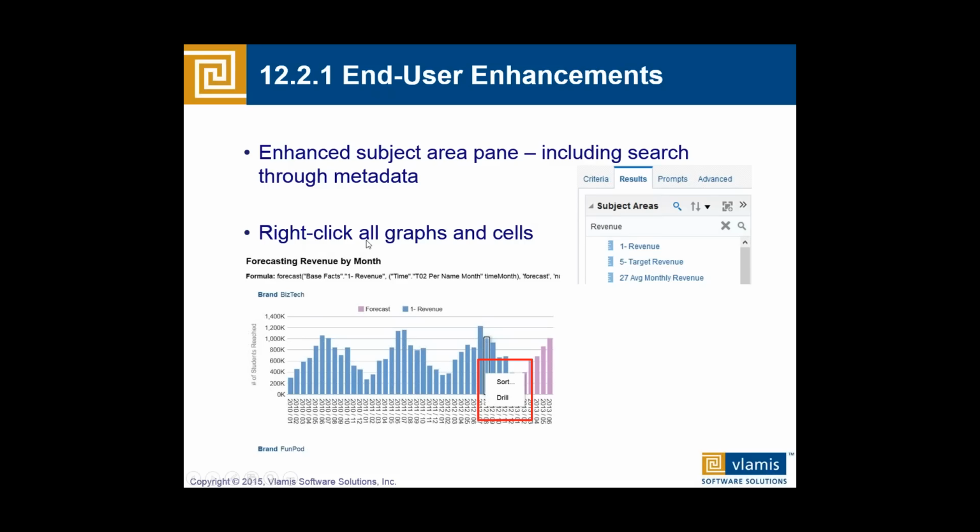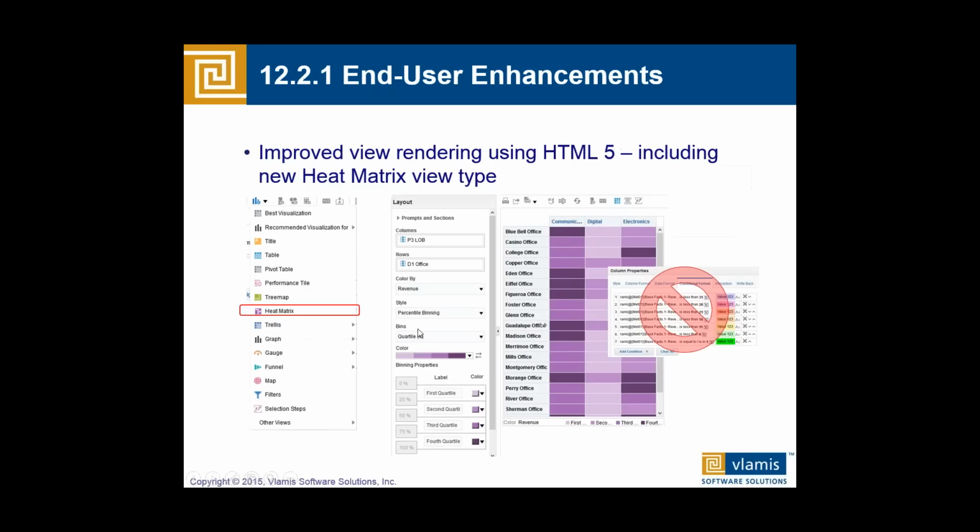You can also right-click now on all the graphs and cells in here. So if you right-click on this graph, this happens to be showing a forecast, you can see we can sort or drill in here, and the right-click capabilities have been enhanced in the various visualizations. There's also a new view in there called a heat matrix view, and it does something that you could do previously, but was a lot harder.